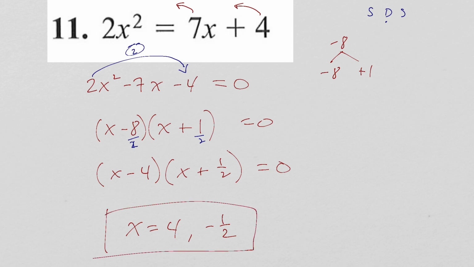Now you could have slid this back, and if you did, you would get x minus 4 times 2x plus 1. So this gives you x is equal to positive 4 and negative 1 over 2. But we already knew that, because sliding back and then solving it, you'll get the same answer. It's just flipping that sign.